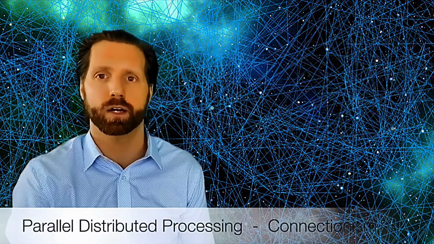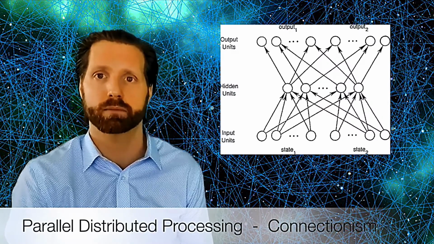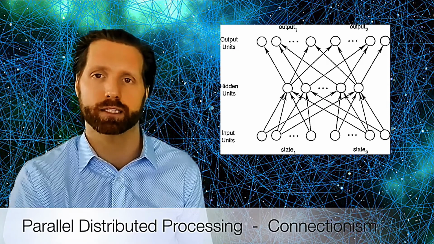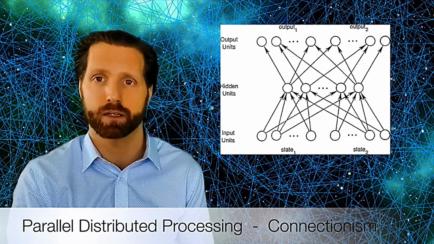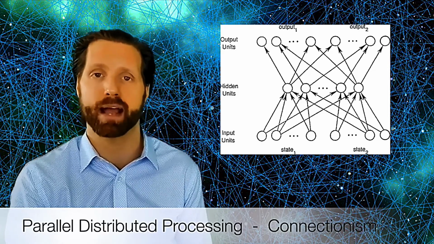As a footnote, another model called parallel distributed processing, or what is sometimes referred to as connectionism, also presents cognition as a series of simultaneous processes. However, in that model, the processes are not independent but provide constant feedback to each other.